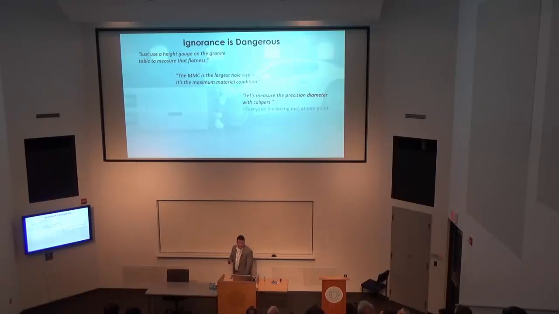Just use a height gauge on the granite table to measure that flatness. That's all you got to do. This flatness callout, put it on a table, measure through it. But what are we actually measuring? Does anyone know? Parallelism. Or a bad table. That's true.